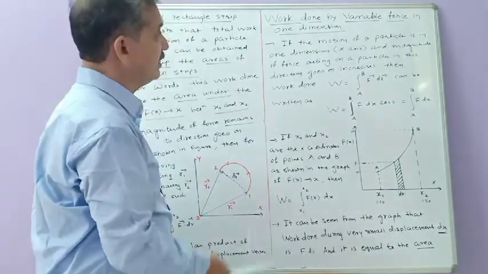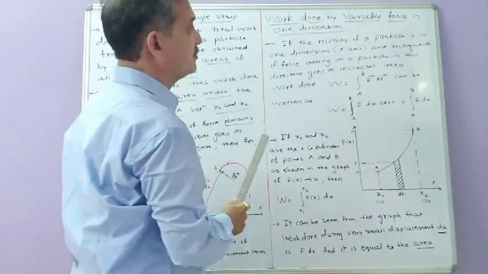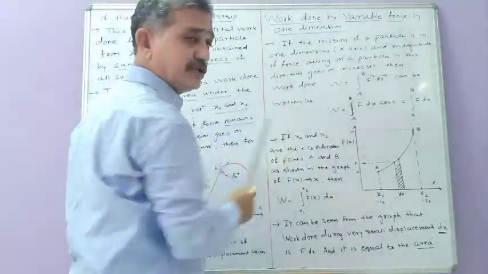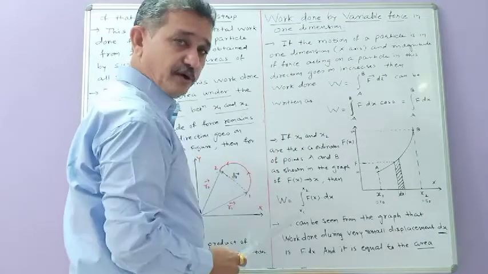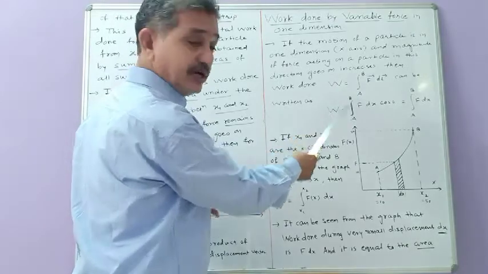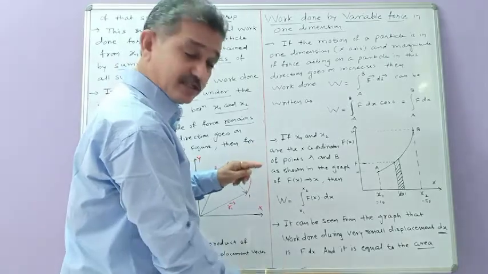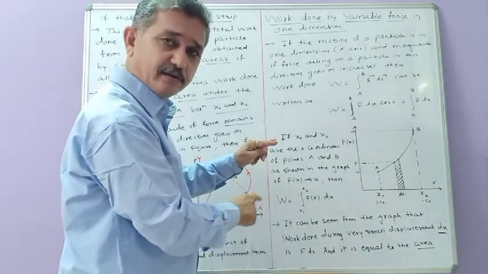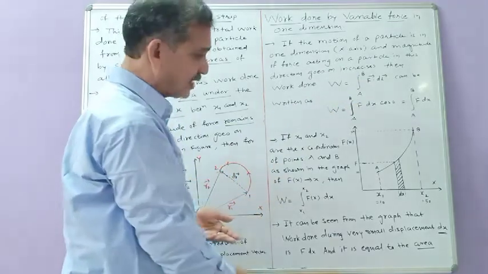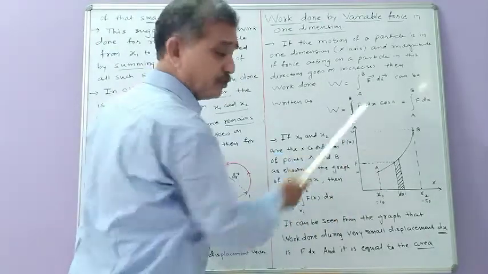So here we are considering that the motion of a particle is in one dimension, say the x-axis, and the magnitude of the force acting on the particle in this direction goes on increasing. Then work done W equal to, as we have seen last time, the integration of F dot dl, the same formula. Let the particle go from initial position A to final position B. Corresponding to initial position A there will be a definite x coordinate, and corresponding to final position B there will be another definite x coordinate. We select these x coordinates as x1 and x2 for position A and position B.